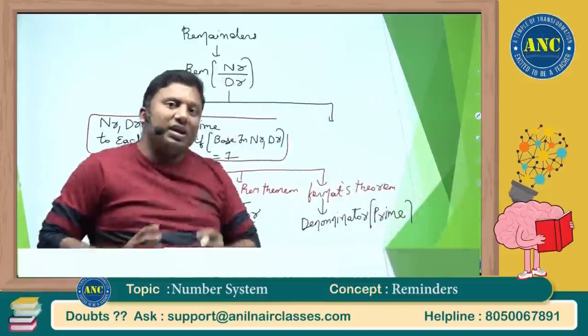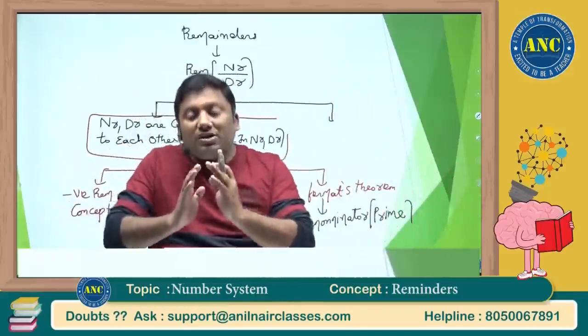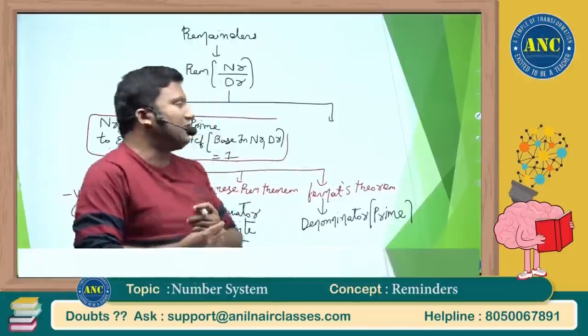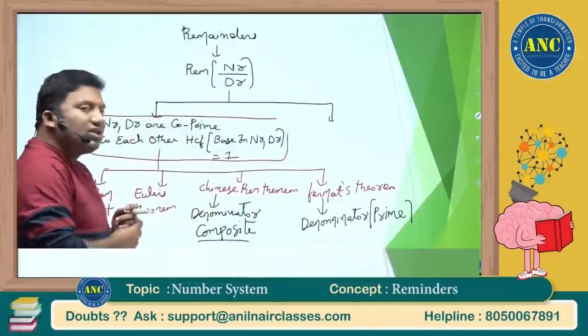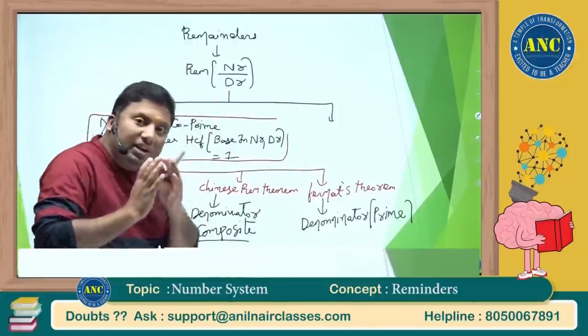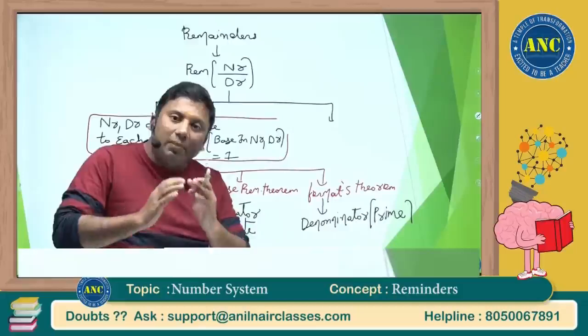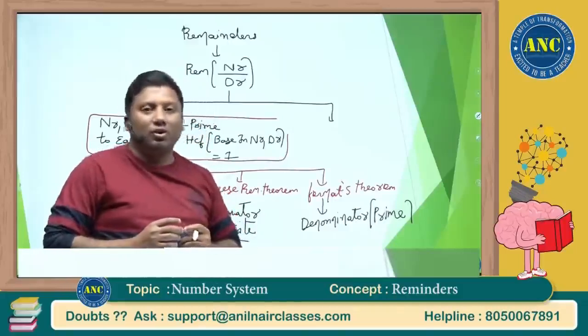A prime number is a number which is only divisible by 1 and itself. The Chinese remainder theorem is used when the denominator is a composite number. A composite number is a number which has got more than two factors.